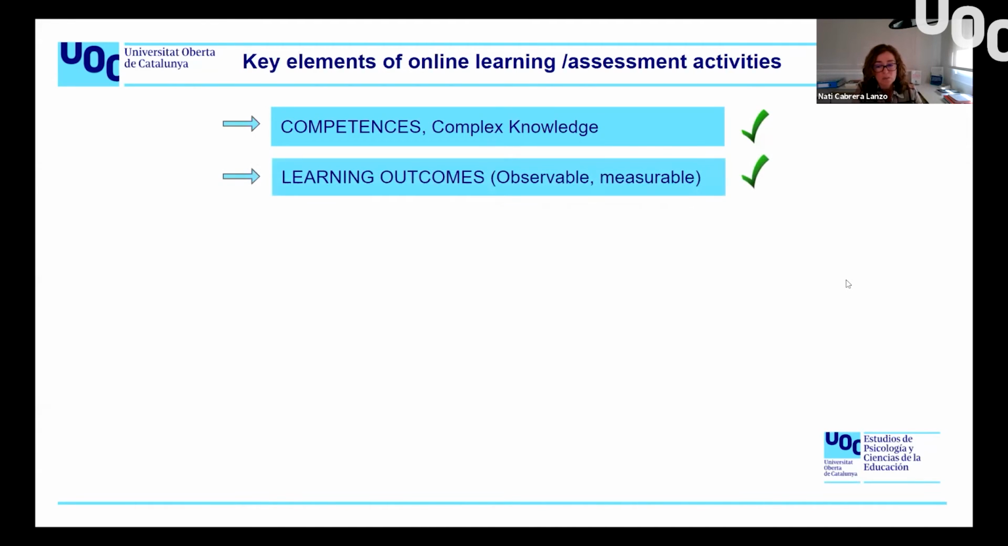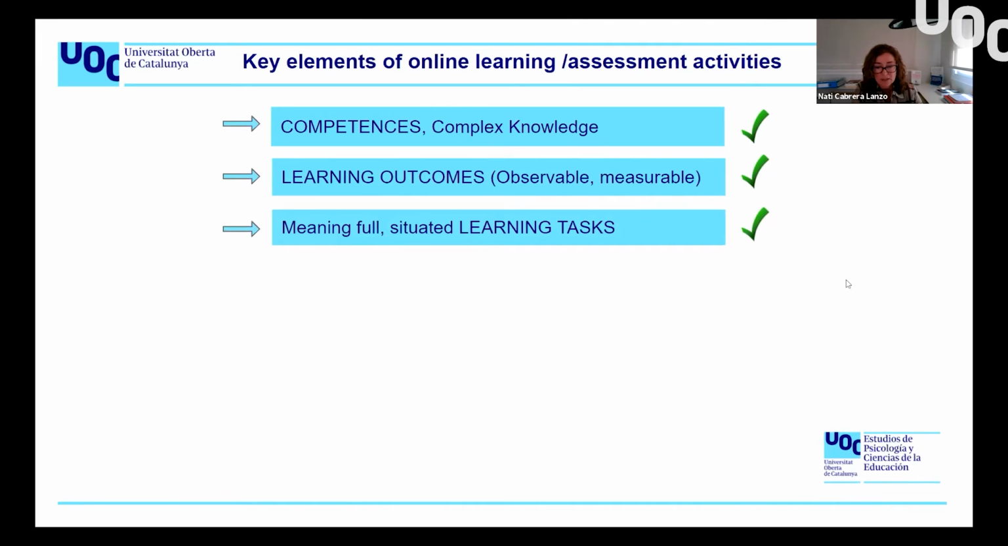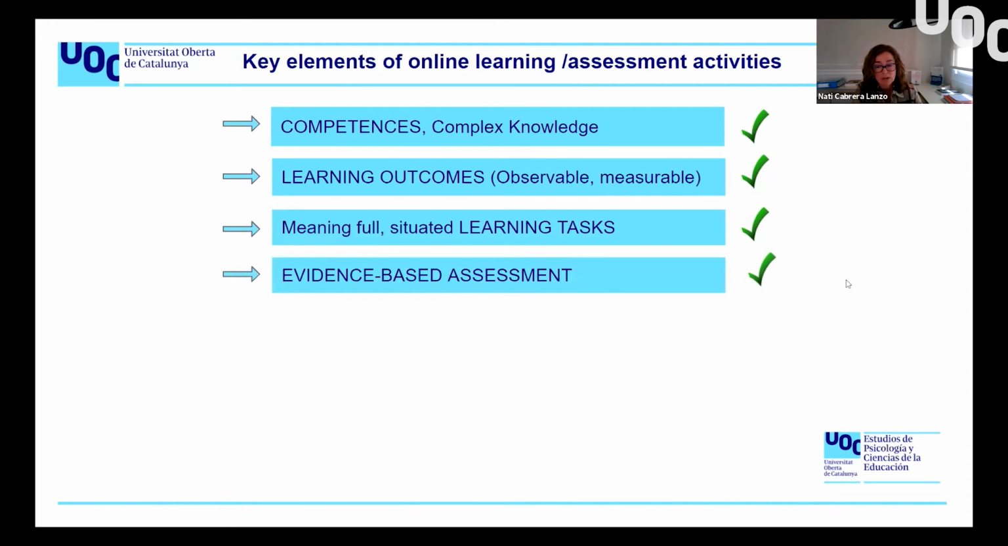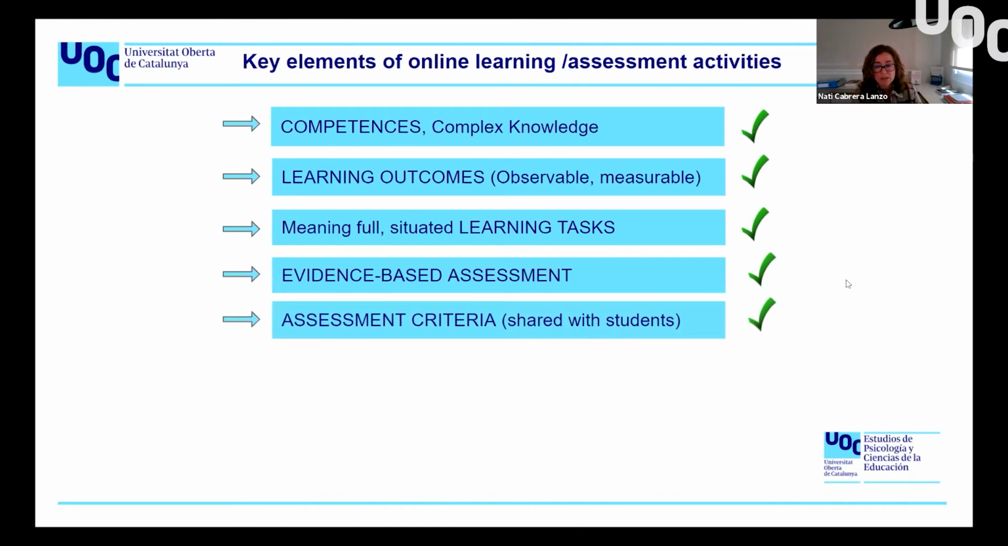What learning outcomes related to these competencies are we expecting students to achieve? What learning activities or tasks are the most appropriate to facilitate students to develop these competencies? What evidence of learning is going to be produced that can be observed, valued by the teacher or whoever evaluates? By what assessment criteria is this evidence going to be evaluated? Criteria that must be shared with the students from the very beginning of the learning activities.